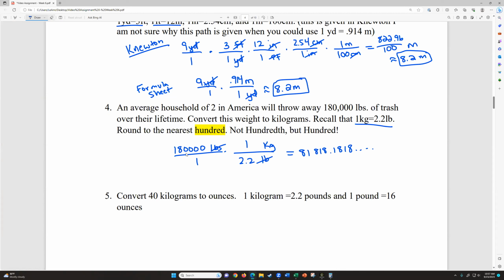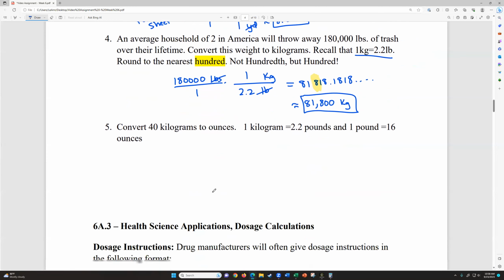They said round to the nearest 100. The 100 place is this 8 right here. Okay. So we look at the number behind it. It's a 1, that will not bump that up. So this is 81,800 kilograms. Okay. So just make sure you're reading your rounding directions correctly.